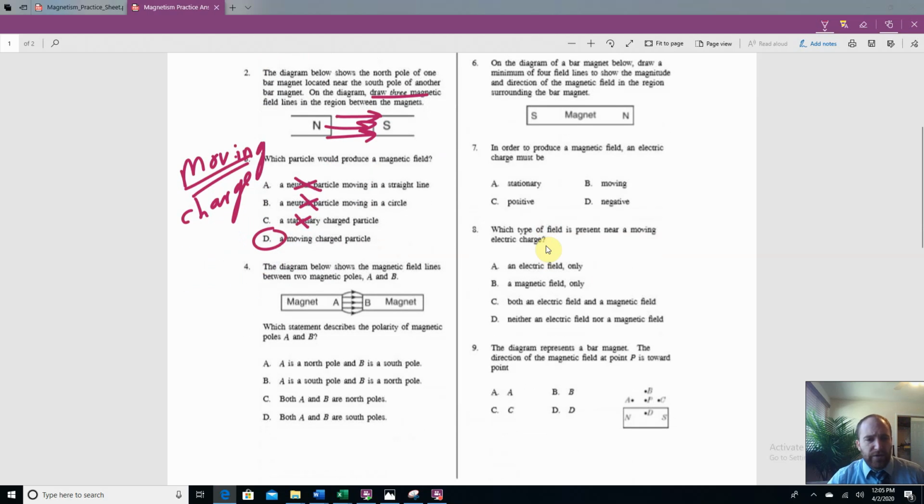If you remember that idea, moving charge creates magnetism, you'll be good. The diagram below shows the magnetic field between two poles, A and B, which describes the polarity. Okay, so for this one, magnetic fields always point away from north and towards south. I think they're pointing away from A, so A must be north, and then B must be the south. Notice that it looks really similar to the diagram from 2, so it does actually have to be that same setup. A is a north pole, B is a south pole.